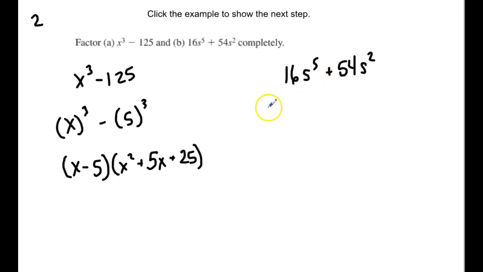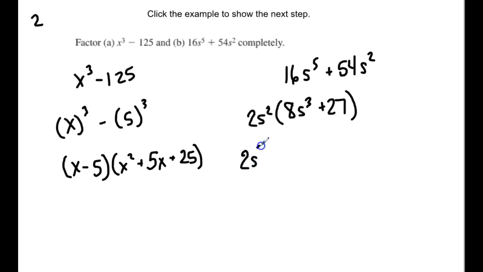Both of my terms can be divided by 2, so let's go ahead and factor out that 2s squared first. Then I'm left with 8s cubed plus 27 once I've factored that out. Now I see I have a plus in between, but I also have some cubes, so I can find the cube roots of things.